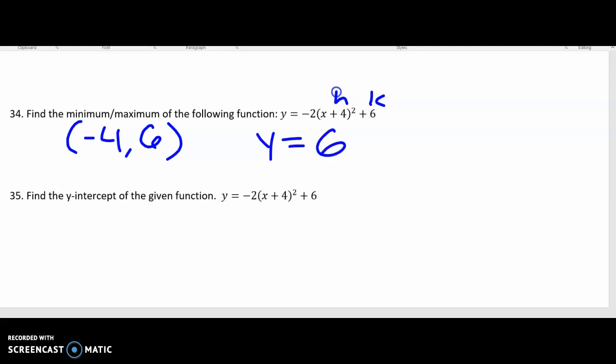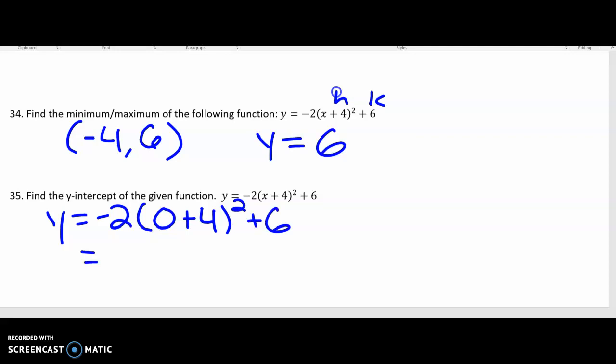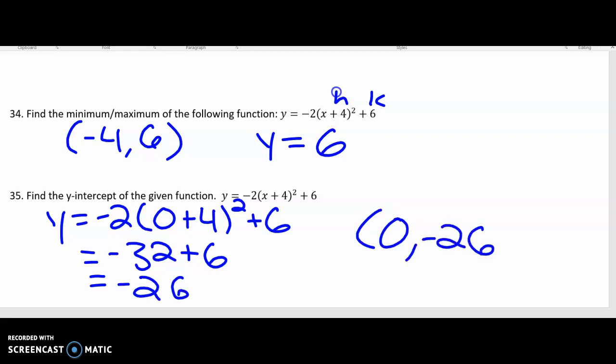Okay, not bad. Find the y-intercept of that function. So remember, another way to do y-intercept is just plug in 0 for x. So if I do that, I shall have -2 times (0 plus 4) squared plus 6. Well, this is easy. 4 plus 0 is 4, so 4 squared is 16. So I'm going to have -2 times 16, which is -32 plus 6. So -32 plus 6 is going to be -26. So that is the y-coordinate. So that means for my answer, I have (0, -26).